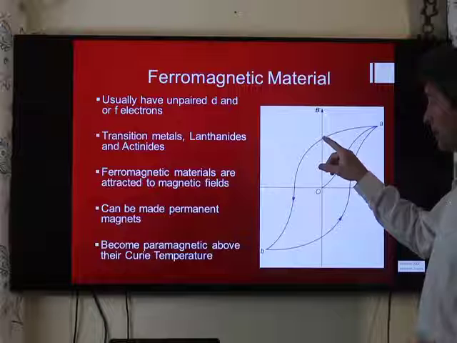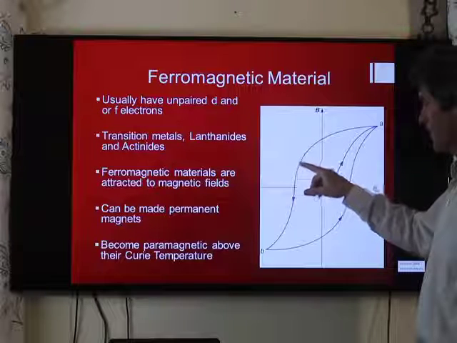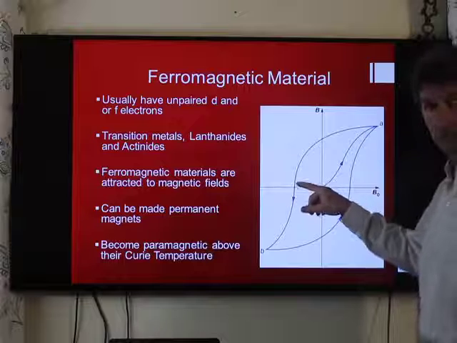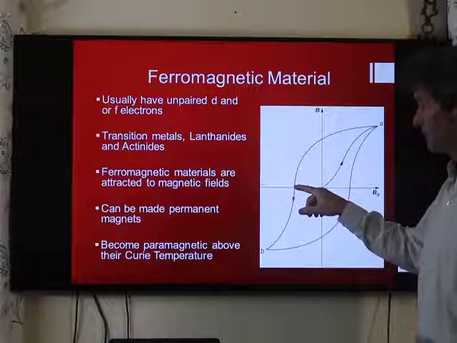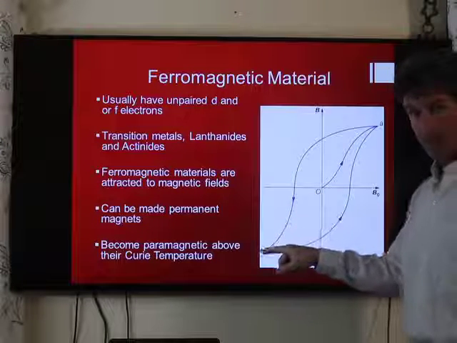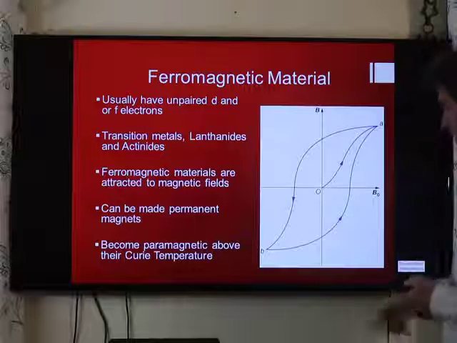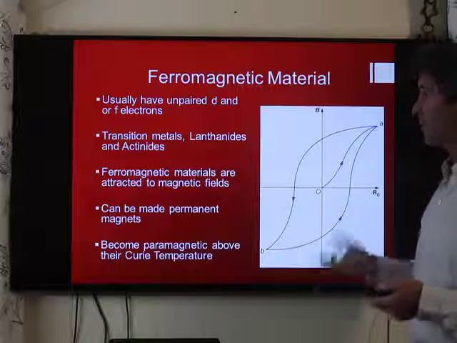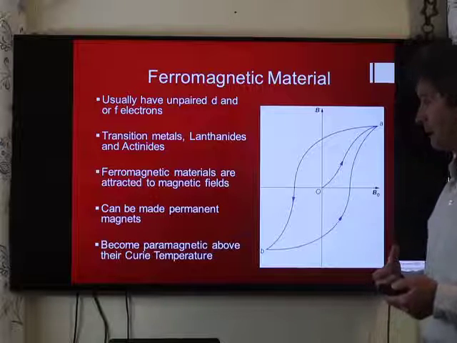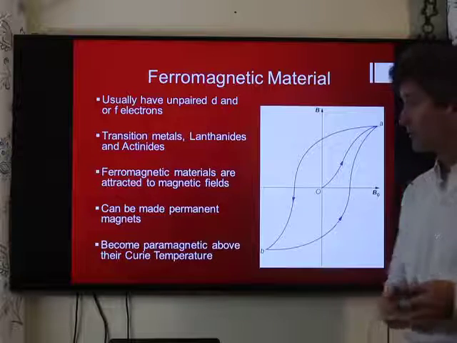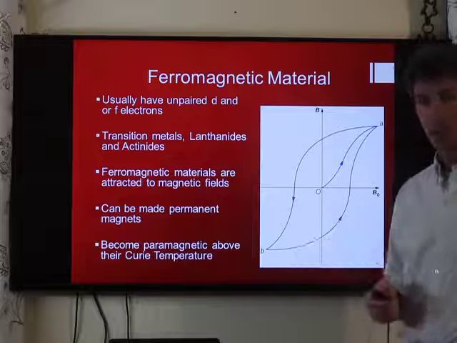How do we get rid of the magnetization, erase the ferromagnetic material? We have to go to a negative field to get to 0, and if we apply a larger negative field, we get even more hysteresis on the other end. So ferromagnetic materials can be used to make strong magnets. They're also good for recording materials.